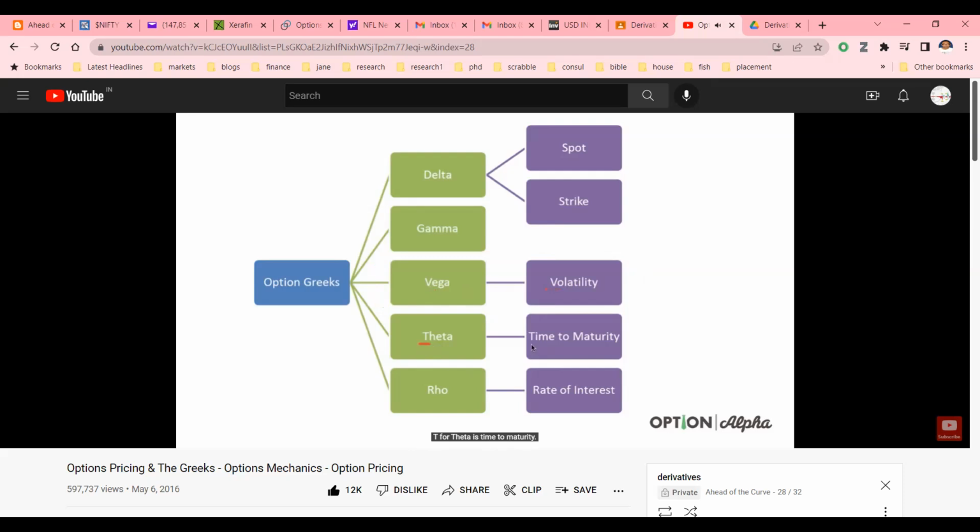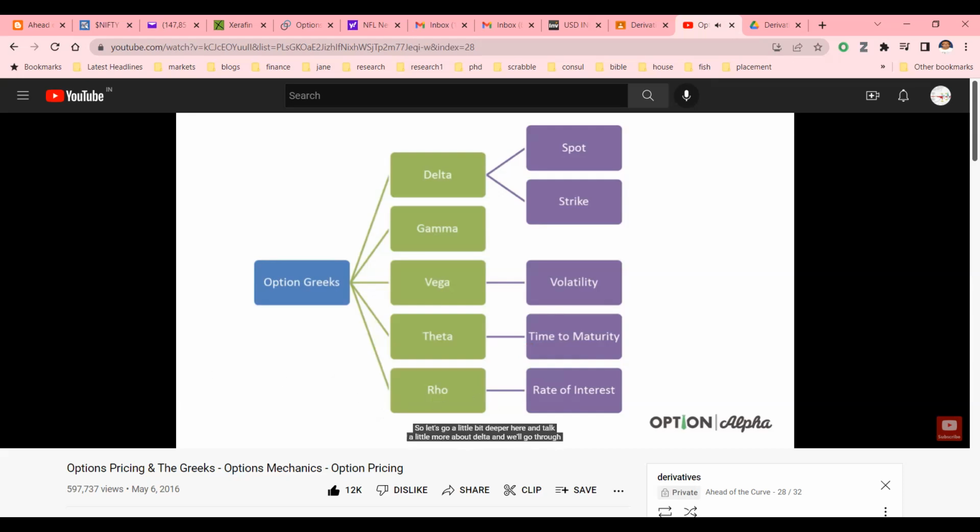T for theta is time to maturity. This is basically going to tell you how much the value of that option decays every single day as it gets closer to expiration. Remember, options are wasting assets. As they approach expiration, the theta decay, as it's called, or the time decay, starts to accelerate. Time is running out. The clock is running out. And so the value of the options goes down dramatically as we get closer to expiration. And then again, we have rho, which is the rate of interest.